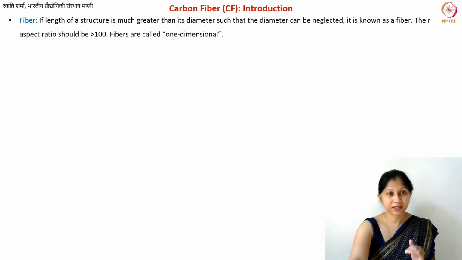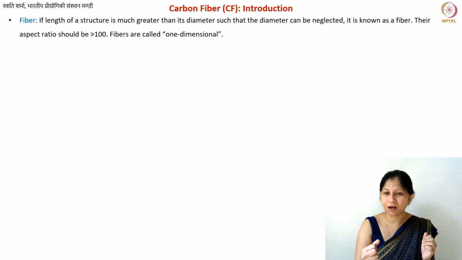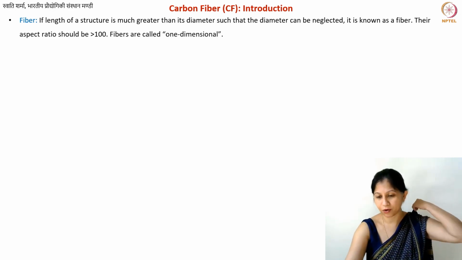Let us first start by learning what is a fiber. So a fiber is a very long structure. When we say long, what does that mean? Long means you can basically neglect its diameter compared to its length. So that is your basic definition of a fiber, that the aspect ratio of these structures should be such that you can neglect the diameters. Aspect ratio is the ratio between the length and the diameter. So that should be higher than 100. That is number one. That is when you call it a fiber, whether it is a carbon fiber or a polymer fiber, irrespective of that.